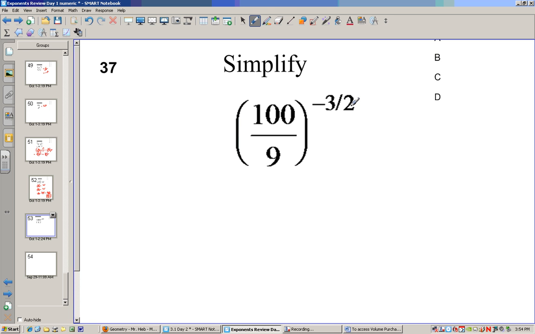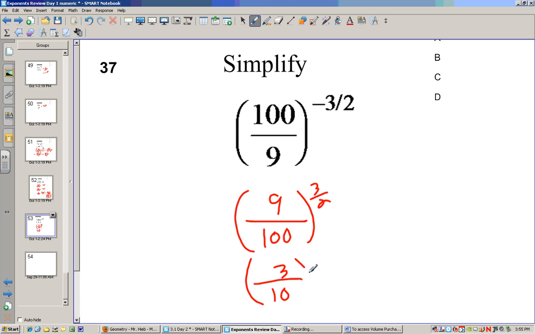All right, last problem. This negative, we'll flip it over, so I have 9/100ths to the 3/2. I could take the square root of both of them to get rid of the divided by 2, so that would be 3/10 to the third power, which 3 to the third power is 27. 10 times 10 times 10 is 1,000.